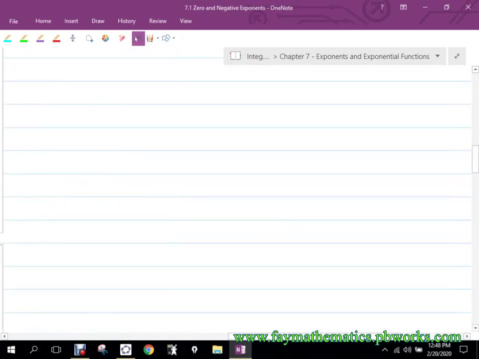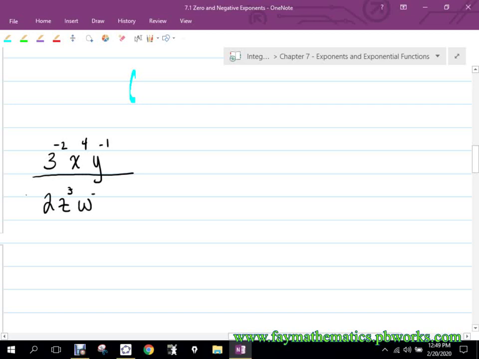If I give you, let's go with this statement. Let's go 3 to the negative 2, x to the 4th, y to the negative 1 over 2 z cubed w to the negative 5th. Okay, and I want us to rewrite that so that there are no exponents. So what are we going to do?